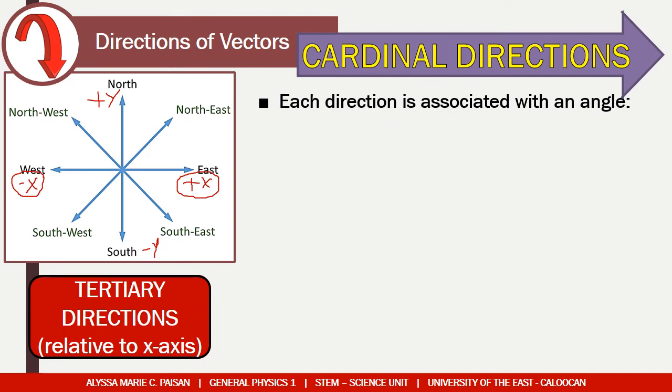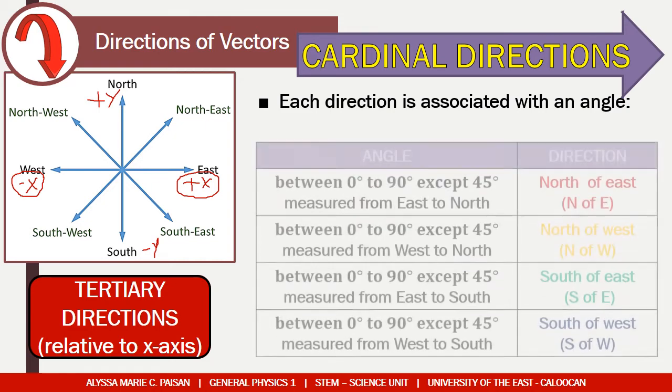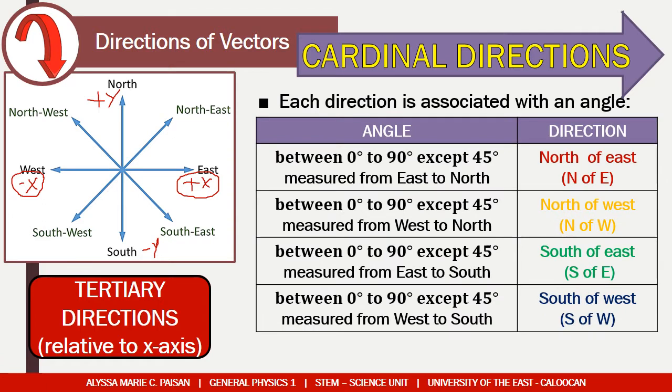Okay, just like the secondary directions, each direction is associated with an angle. But this time, it's not just one individual specific angle. There is a range of angles you can associate the direction with. Yan siya. Okay? So we have here, as you can see in the secondary direction, northeast, northwest, southeast, southwest, right? There is no off. That's the difference between the secondary and then the tertiary. This time, meron na tayong off.